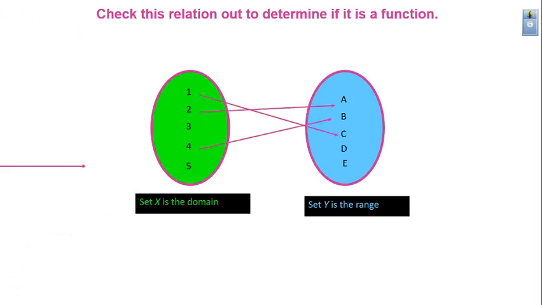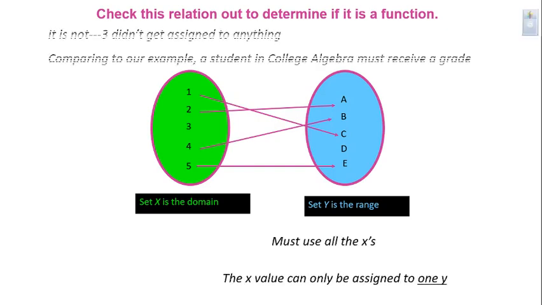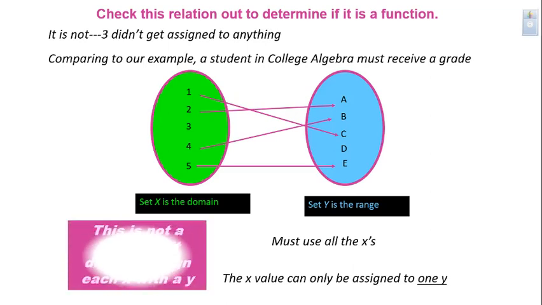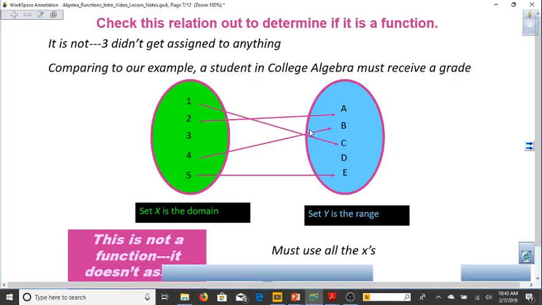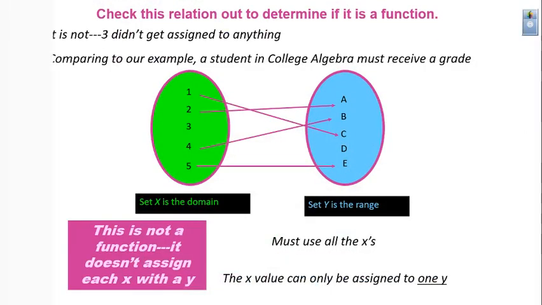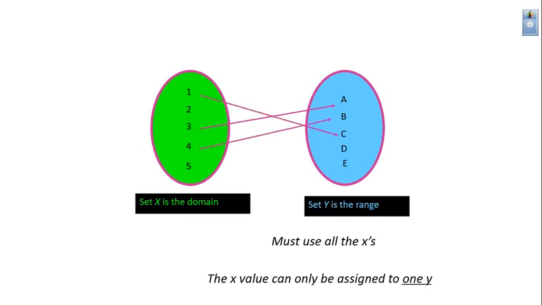Let's try this one here. In this case, all students except student number 3 get a letter grade. So is this a function? Answer is we didn't use all the x values, and since we did not use all the x values, then this is not a function. It is a relation, but it is not a function. In a function, all the domain values need to be used.